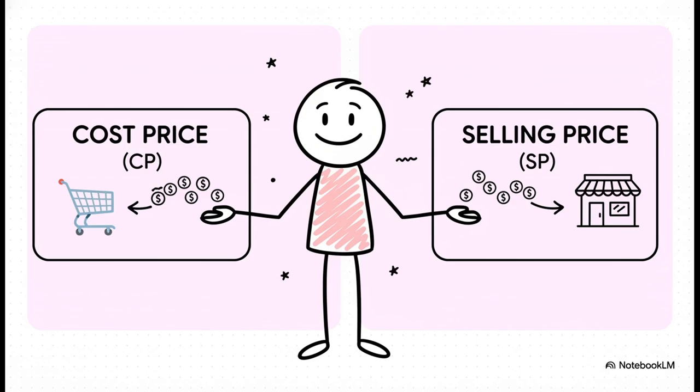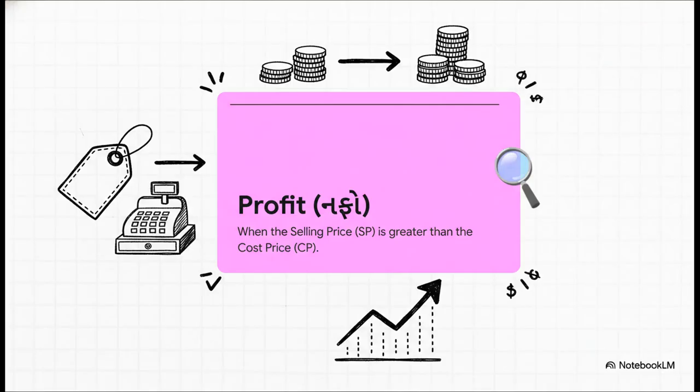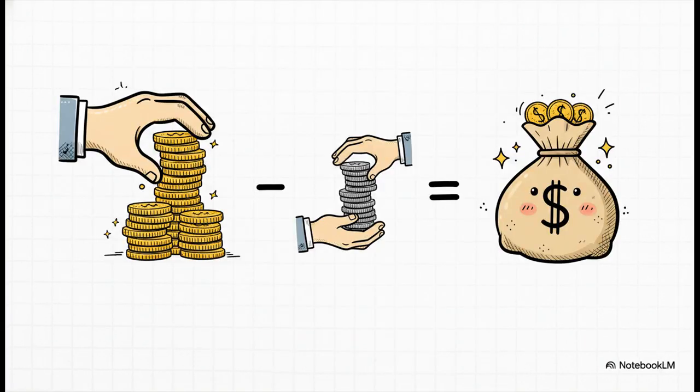That's the entire foundation. All right, now for the fun part. Let's talk about why anyone gets into business in the first place. Making a profit. This is that awesome feeling when you know all your effort actually paid off. The rule for making a profit, or NAFO, as you see it written here in Gujarati, is just so simple. You only make a profit when your selling price is higher than your cost price. That's it. You have to sell it for more than you paid for it. And the formula? Just as easy. Your profit is simply your selling price minus your cost price. That little bit of money left over, the difference between what you got and what you spent, that's your gain.